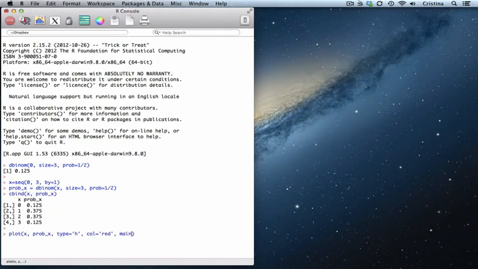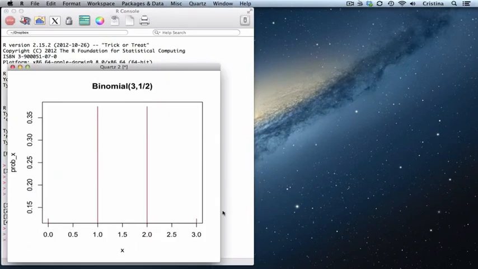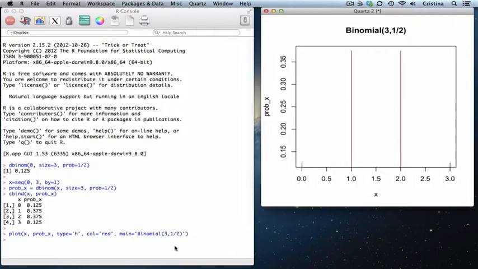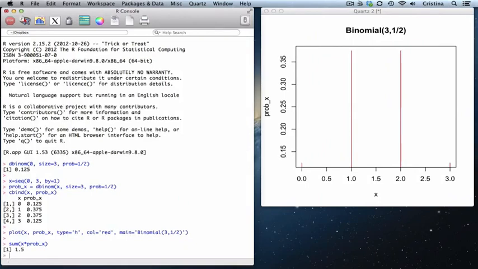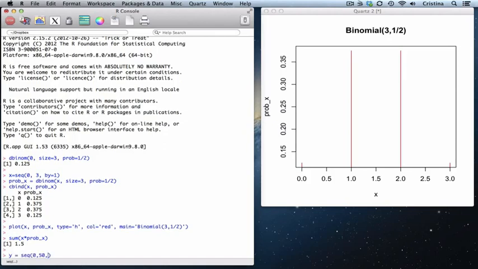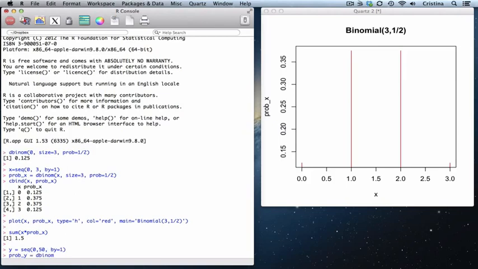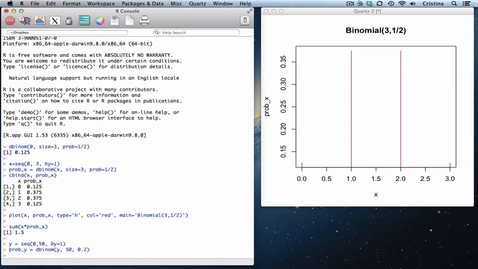Notice that we specified type equal to h to obtain bars similar to a bar plot. And we can calculate the mean as well by just taking the sum of all x values times their probabilities. And as you might have guessed from the graph of the distribution, the mean is equal to 1.5. Similarly, we can do this for a binomial random variable with sample size 50 and probability of success 0.2, just to get an idea of what the binomial distributions can look like.